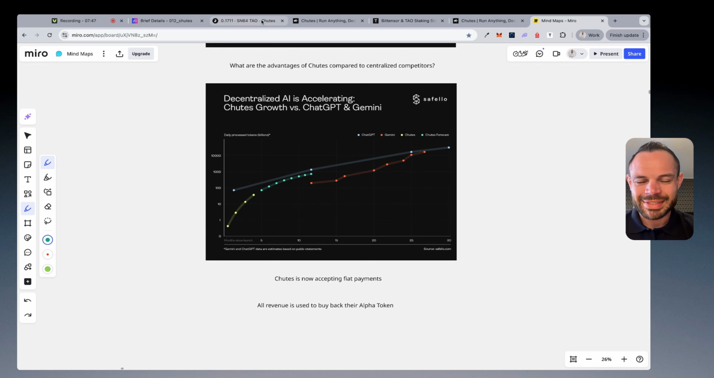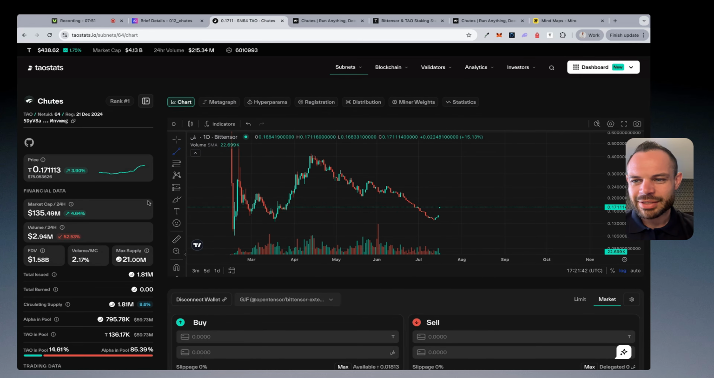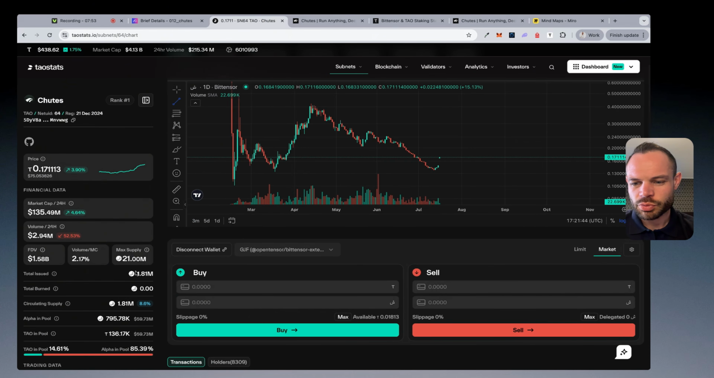But last but not least, I did just want to make the point on how much yield you can be making from owning and staking the Chutes subnet alpha token. Like I said, there's 1.8 million tokens in circulation. We're seeing a pullback in price, but we found a bottom. We've had a really nice bounce here in the past few days.